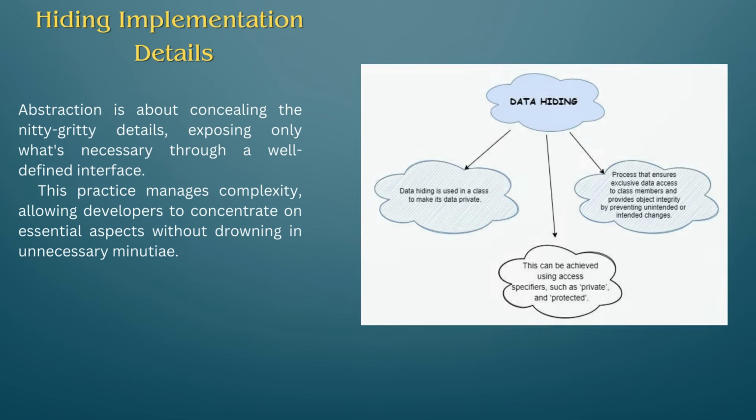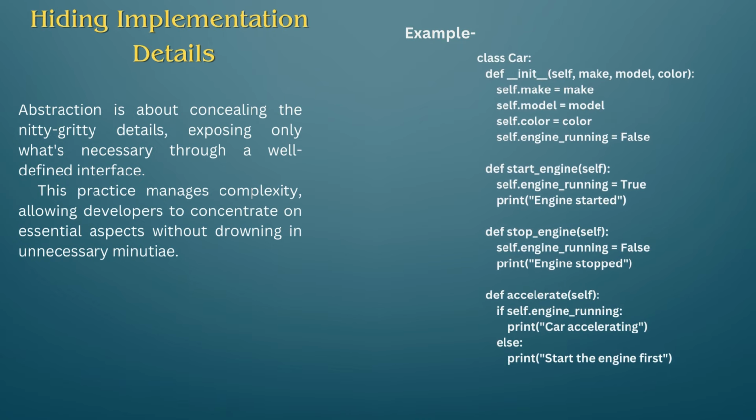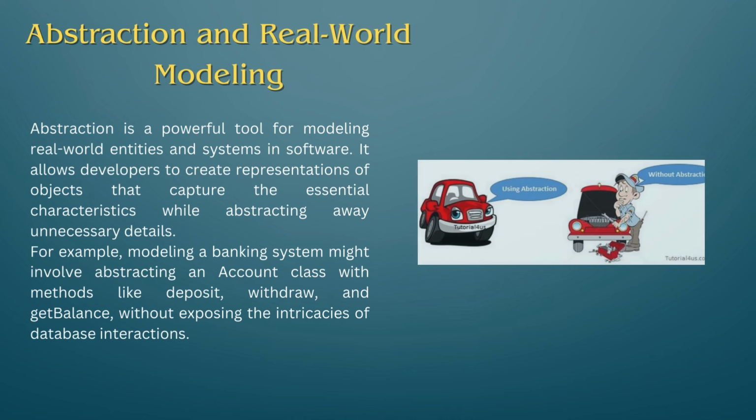Example of abstraction in programming. Consider a car class as an example. Essential properties like make, model, and color, along with behaviors like starting the engine, are emphasized. The intricate details of engine mechanics and acceleration are abstracted away, leaving users to interact with the car's fundamental features.